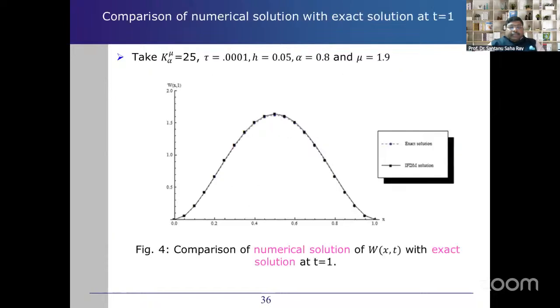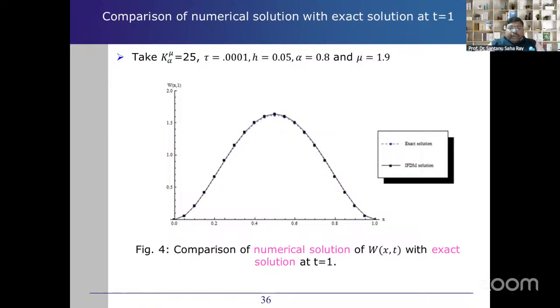And figure 4 shows the comparison of the numerical solution obtained by the implicit finite difference scheme with the exact solution at time t equal to 1. Here the parameter k alpha mu has been taken as 25, the temporal step tau has been taken as 0.0001, the spatial step h has been taken as 0.05, alpha has been taken as 0.8 and mu has been taken as 1.9.